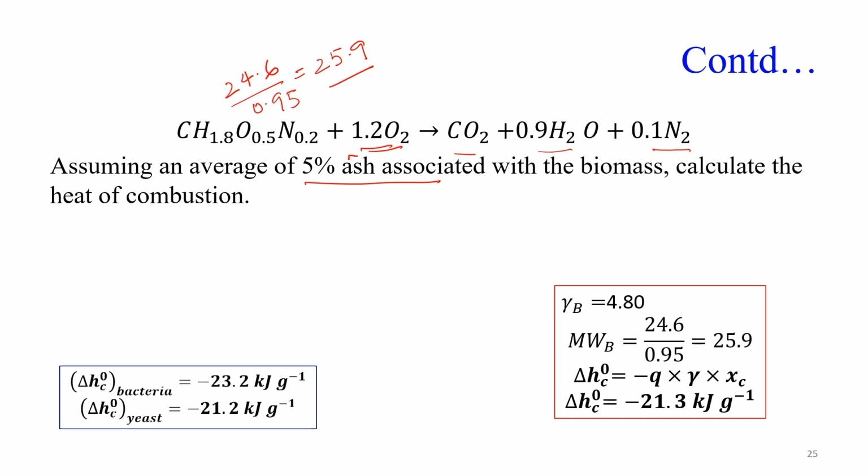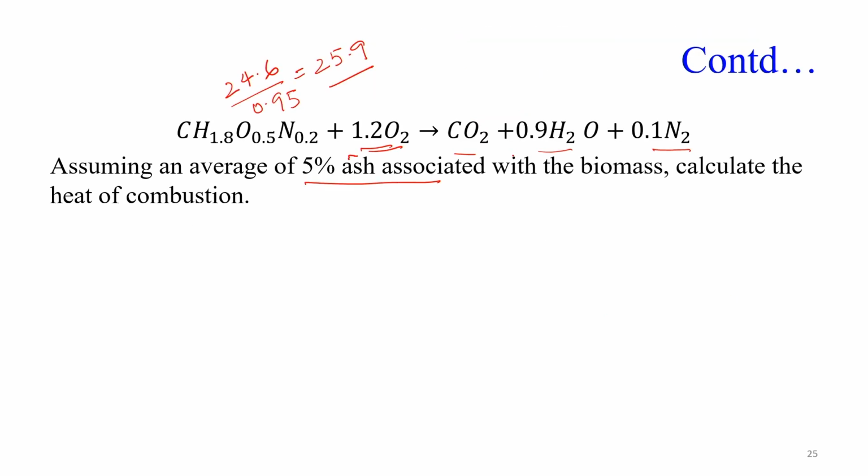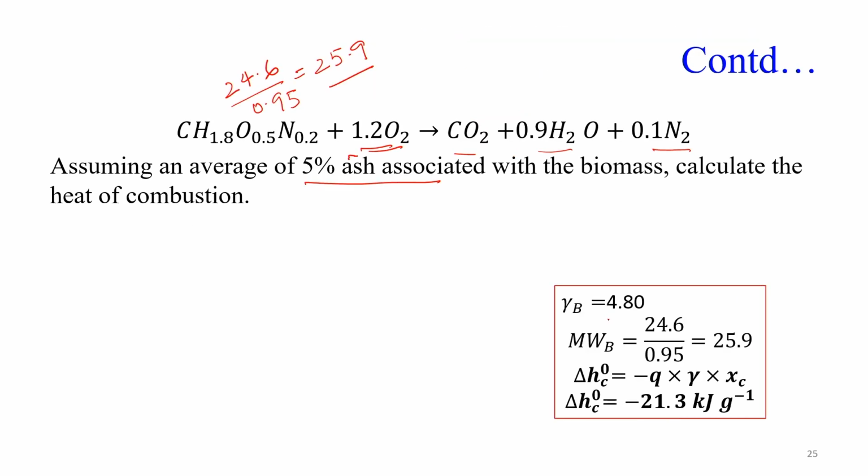And how can we calculate this? Delta Hc0 minus Q, where the degree of reduction is taken into Xc. The degree of reduction is 4.8, and Q you can take as 115.